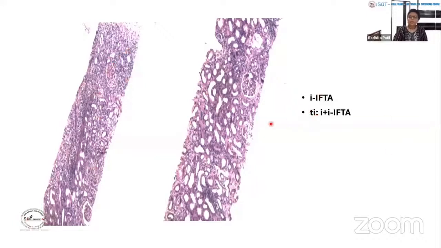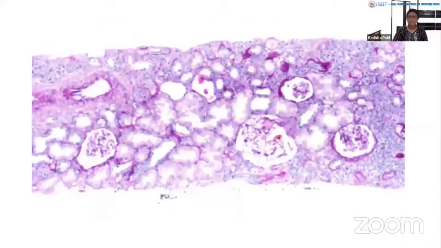And ti is total inflammation, that is i-IFTA, inflammation in the scarred cortex, and i, that is inflammation in the non-scarred cortex. So here we can see there is tubular injury with loss of brush border and a moderate amount of interstitial inflammation. So ti also becomes 3. So there is marked interstitial inflammation. Here on PAS stain, we appreciate the tubular atrophy better. There is wrinkling and thickening of the tubular basement membrane, reduction in the size of tubular lumina, and there is interstitial fibrosis and inflammation. And the glomeruli are appearing normal.